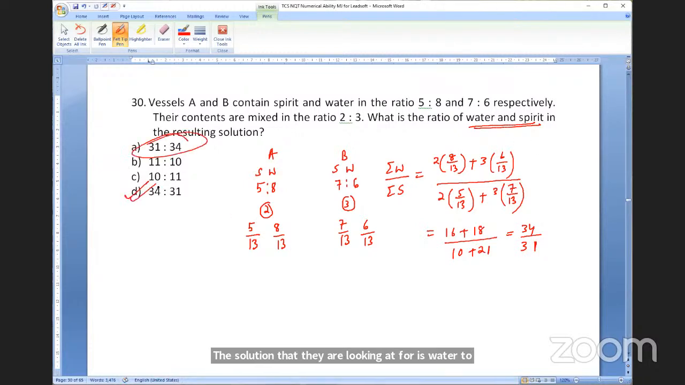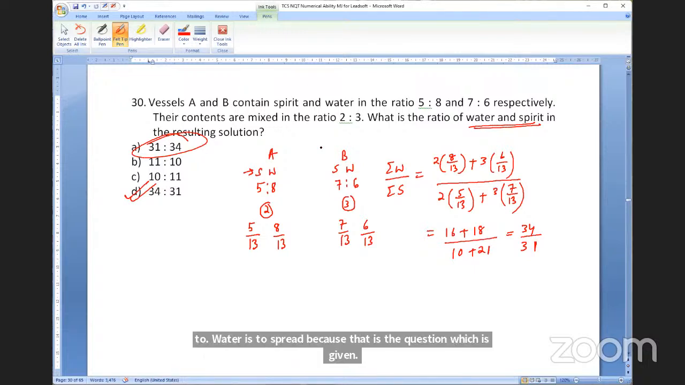Please don't mark 31 is to 34. Because it is given in spirit is to water, we need to stick to water is to spirit because that is the question which is given. Don't get fooled by this.